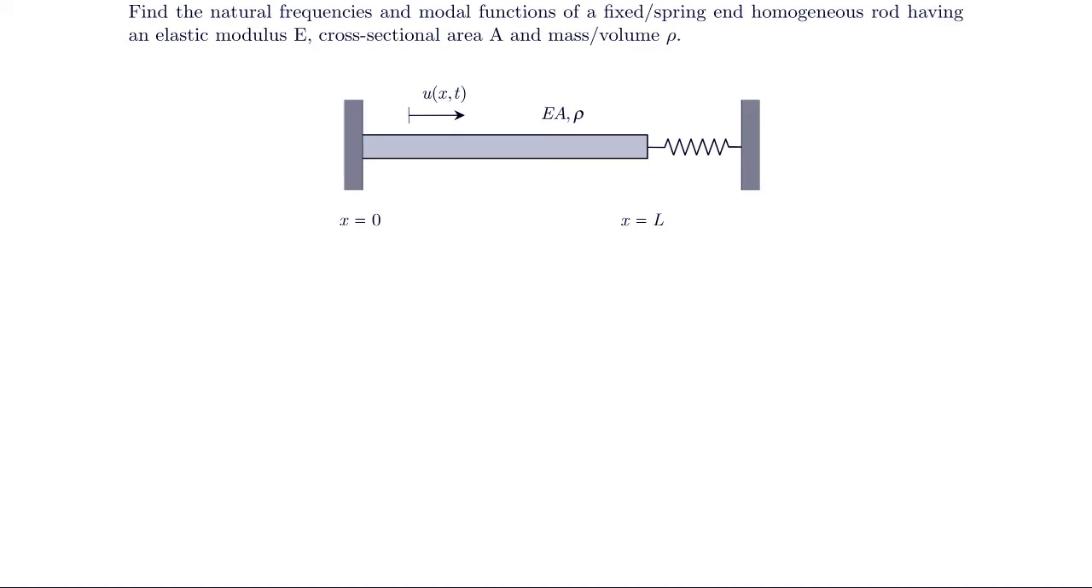In this example, we're looking at the longitudinal motion of a rod. The boundary conditions are that it's fixed on the left side. There's a spring boundary condition on the right. We want to find the natural frequencies and mode shapes.